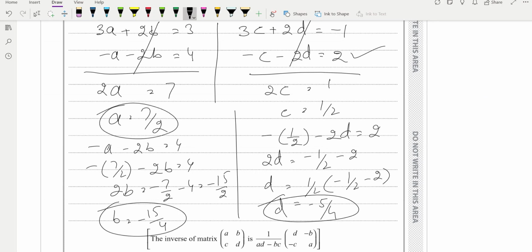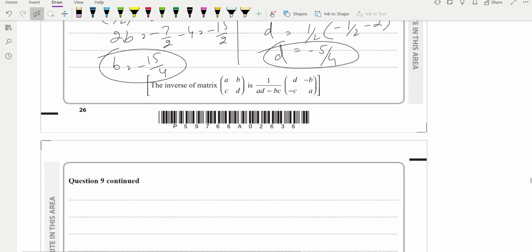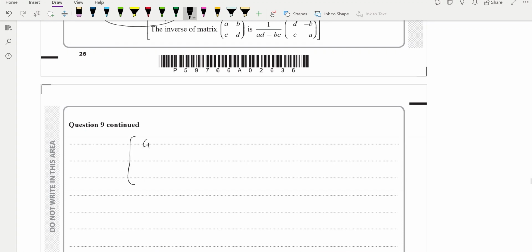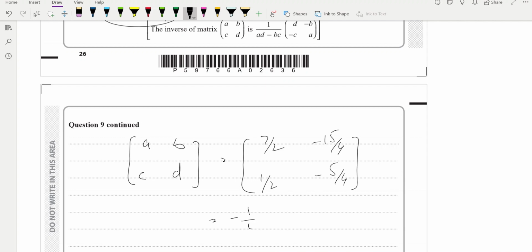So this is the d value, this is the c value, and these values we can write in the form of a matrix. So A, B, C, D, at the proper location we can write 7 by 2, and B is minus 15 by 4, and this is 1 by 2 and minus 5 by 4. And we can take minus 1 by 4 common, and inside will be minus 14, minus 2, 15 and 5, and this will be the final answer, the values of A, B, C, D, which we are done with.